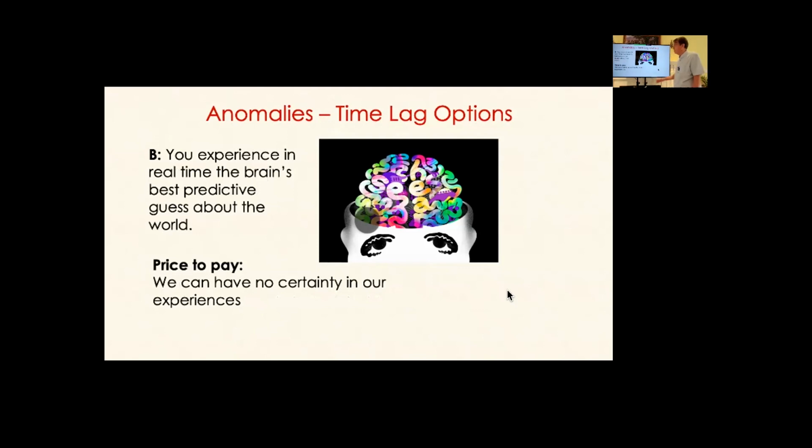The other one is we do experience in real time the brain's best predictive guess. Basically, the brain hasn't got the visuals yet. It knows something has happened. It's got the sound, but it hasn't got the visuals. Therefore, what do you do? You make it up. And therefore, what you're experiencing of the world is simply a basic guess about the world. And the price to pay is you've no certainty of your experiences. That it's just a guess.